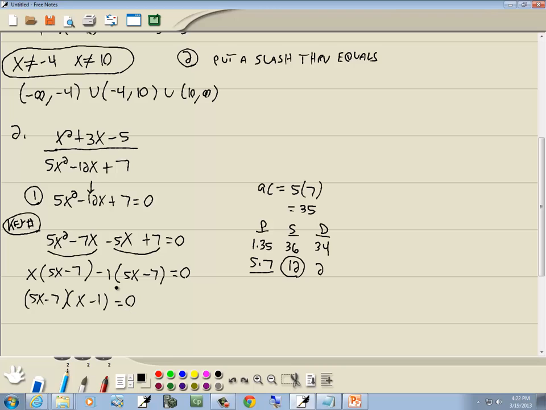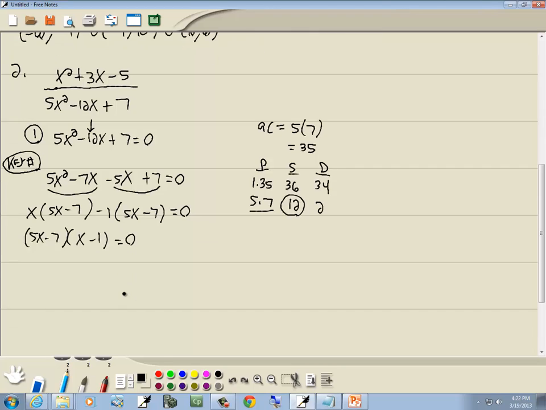Zero factor property says you get 0 on one side, you factor the other side, you set each factor equal to 0. So I'll set 5x minus 7 equal to 0, and I'll set x minus 1 equal to 0. Now this one, we take the negative 7 to the right side, becomes a positive 7. Then we'll divide both sides by 5, and we get x is equal to 7/5. Now in this one, I'll take the negative 1 over. It becomes a positive 1.